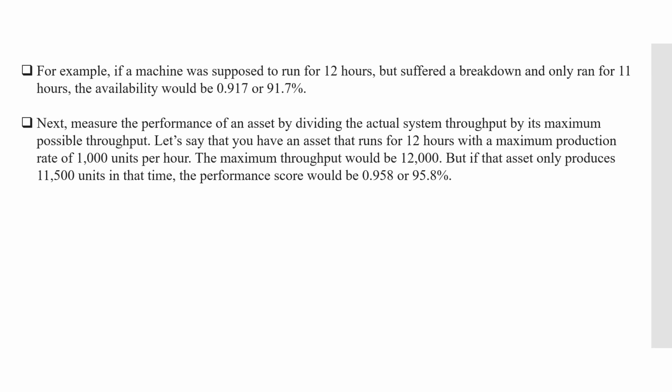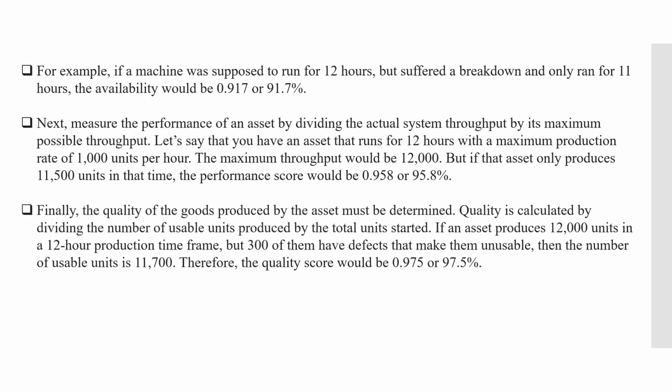We have to do a simple percentage calculation. And the last is quality. If the machine is producing 1200 pieces in 12 hours and out of them 300 pieces are found to be defective, therefore the usable pieces will be only 11,700. So the quality score will be 97.5%.